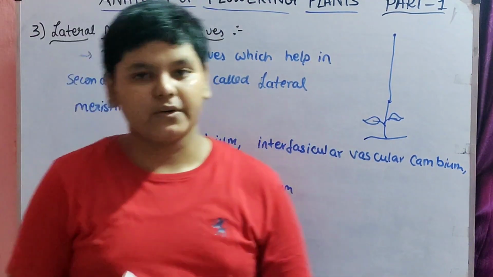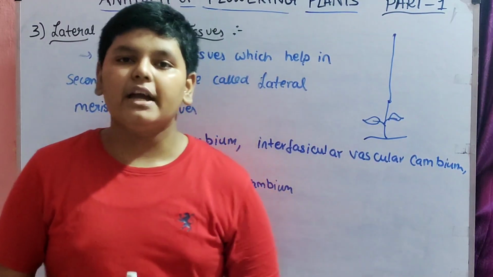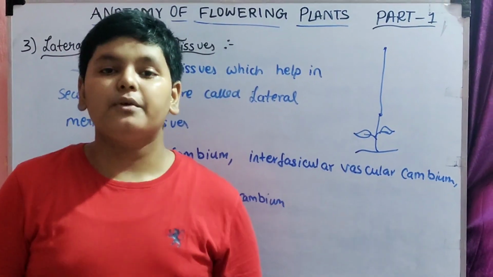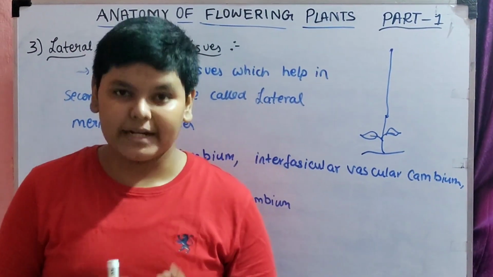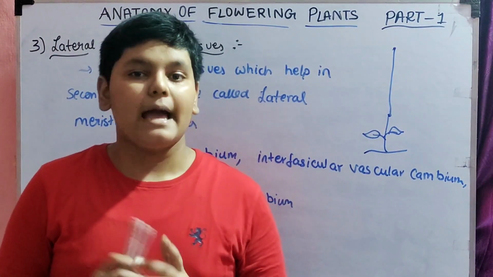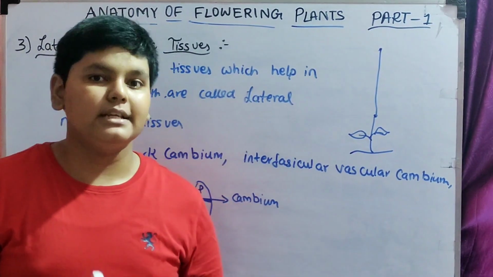So that is it for today. We have learned about the basics of what anatomy is. We have learned about the different types of tissues. We have drawn a flowchart, and today we have learned about meristematic tissues. We have discussed three types of meristematic tissues: the apical meristem, the second type is the intercalary meristem, and the third type is the lateral meristem.